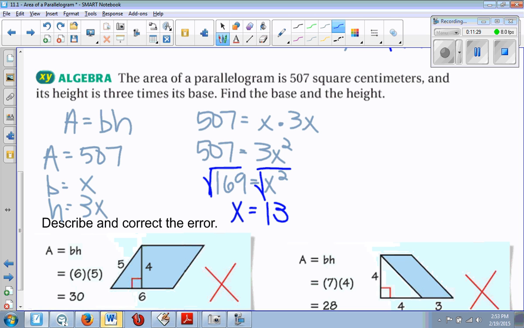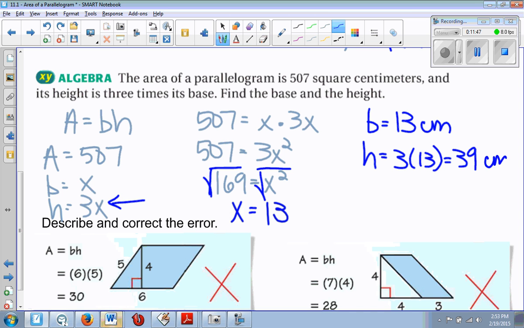So this says find the base and the height. Well, it says that the base is just x, so the base is just 13 centimeters. The height, it says, is 3 times x. So that means I'm going to do 3 times 13, and I end up with a value of 39 centimeters.